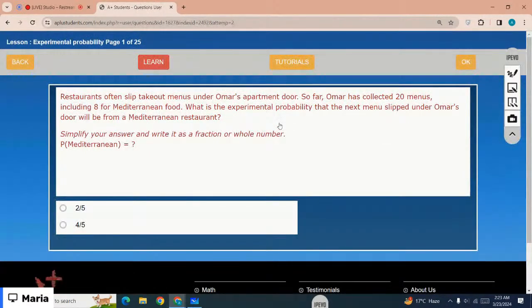Restaurants often slip takeout menus under Umar's door. So far, Umar has collected 20 menus, including 8 of Mediterranean food. What is the experimental probability that the next menu slipped under Umar's door will be from a Mediterranean restaurant, right? So the total outcomes are 20, right? The total menus are 20.